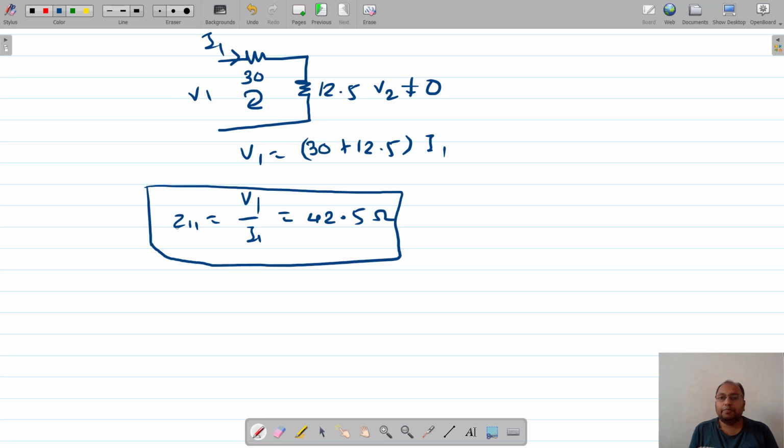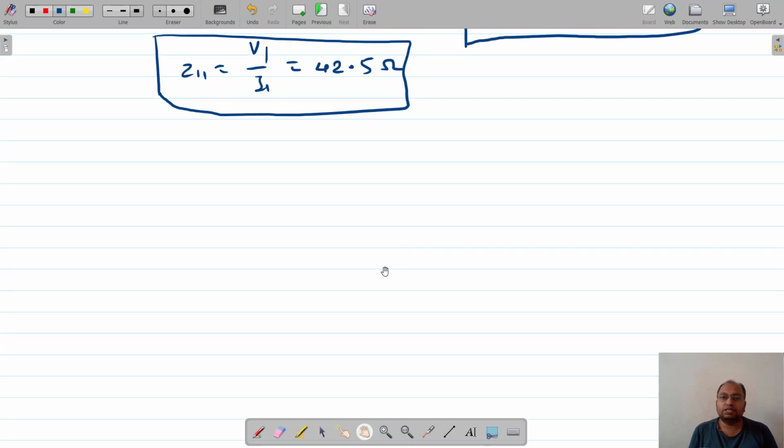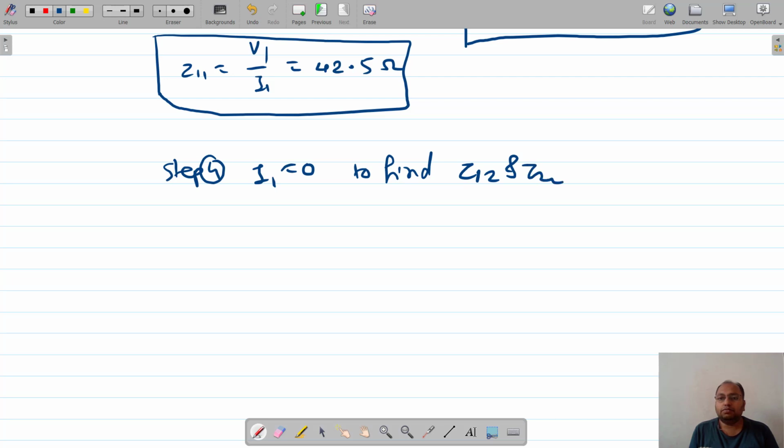So this is the value of Z11. Am I right? Okay, the drop across this 12.5 is nothing but V2. V2 is equals to 12.5 I1. Therefore V2 divided by I1 is nothing but my Z21 is equals to 12.5. Isn't it so simple, right? Okay, now step number 4, set I1 is equals to 0 to find Z12 and Z22. So let us redraw the circuit diagram.